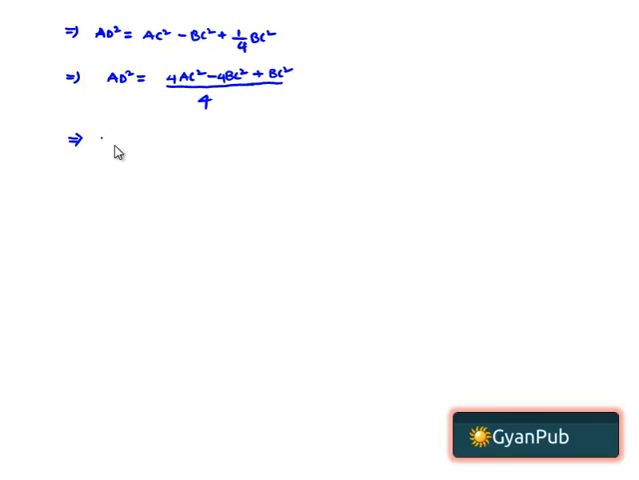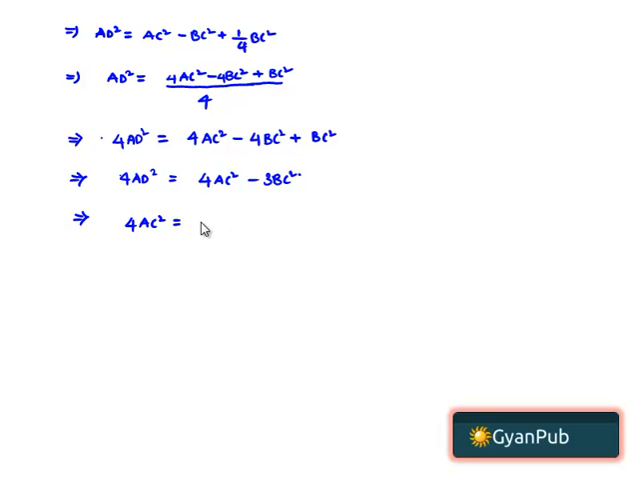Let us send this 4 that side, then it will be 4 AD square is equal to 4 AC square minus 4 BC square plus BC square, which implies that 4 times AD square is equal to 4 times AC square minus 3 times BC square. That implies 4 times AC square is equal to 4 times AD square plus 3 times BC square.